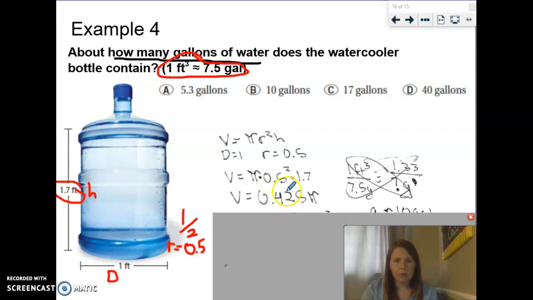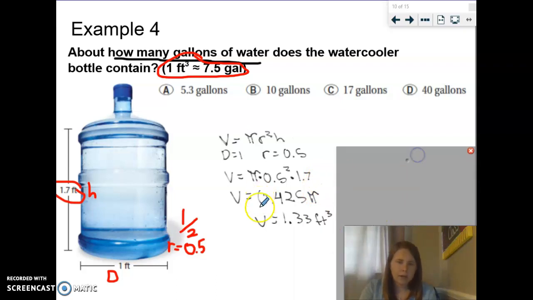Which gives me 0.425 pi. Notice how I have not simplified any of my decimals yet, okay? Keep as many decimal places as you can until the end when you need to simplify, because sometimes your answers could change if you simplify halfway through, okay? From there then, we're going to just move it this way so I can have this part. I get a volume of 1.33 feet cubed, okay?